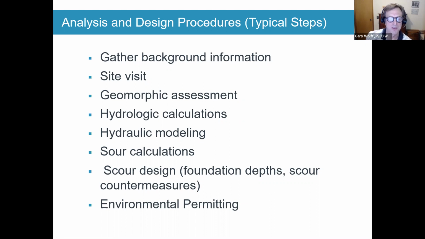So I'm going to talk in some depth about that today and also get into the two-dimensional modeling, which was a pretty exciting part of this project. So once we've got the modeling going, then that feeds into the rest of the design process. We do scour analyses to understand what the erosion might be around the bridge foundation. And then we can help the design team with recommending scour countermeasures to limit that erosion. And then the hydraulics also fit into the environmental permitting process.